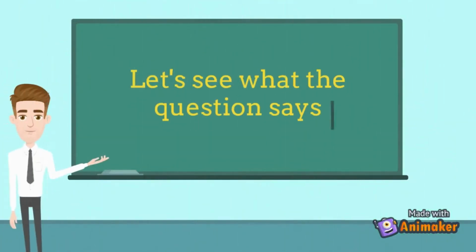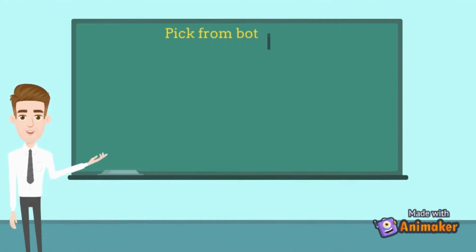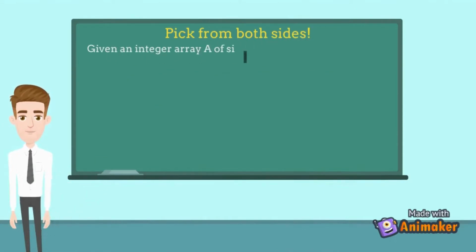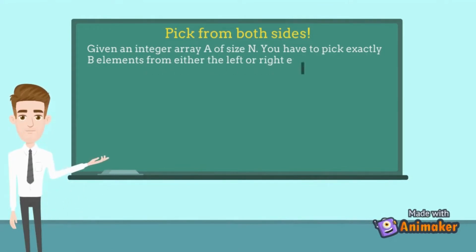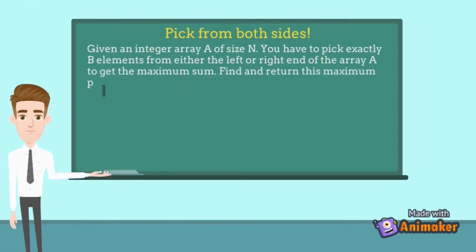Let's see what the question says. Given an integer array A of size n, you have to pick exactly b elements from either left or right end of the array A to get maximum sum. Find and return this maximum possible sum. Let's understand it with examples.